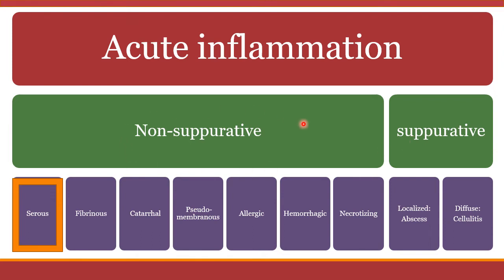The acute non-suppurative inflammation has many forms. Each one of those types has certain characteristic features and happens in unique situations. So together we will explain the different types of acute non-suppurative inflammation. We will start with an inflammation called serous inflammation.